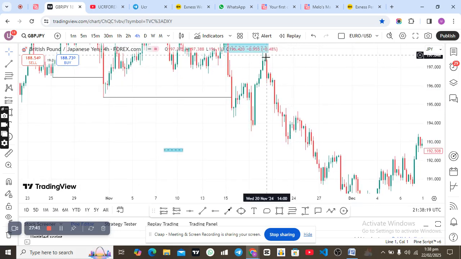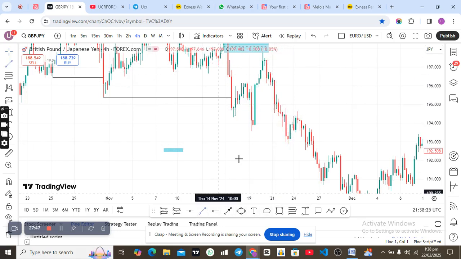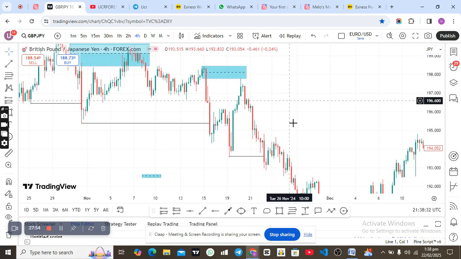So we see the massive push to the downside. From here, price keeps selling, and then price now breaks a structure. So where is our new point of interest? Our new point of interest is here. This is our new point.